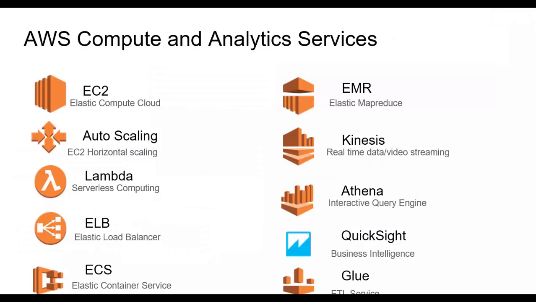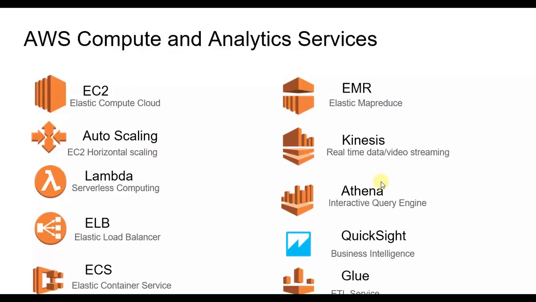As I said, there are 130 plus AWS services, and we can broadly categorize them into different kinds of computing power or analytic services like this. So in compute there are EC2, Auto Scaling, Lambda, load balancers, container service. Likewise for data analytics there is, say, EMR, which is the Hadoop service, Kinesis, Athena.